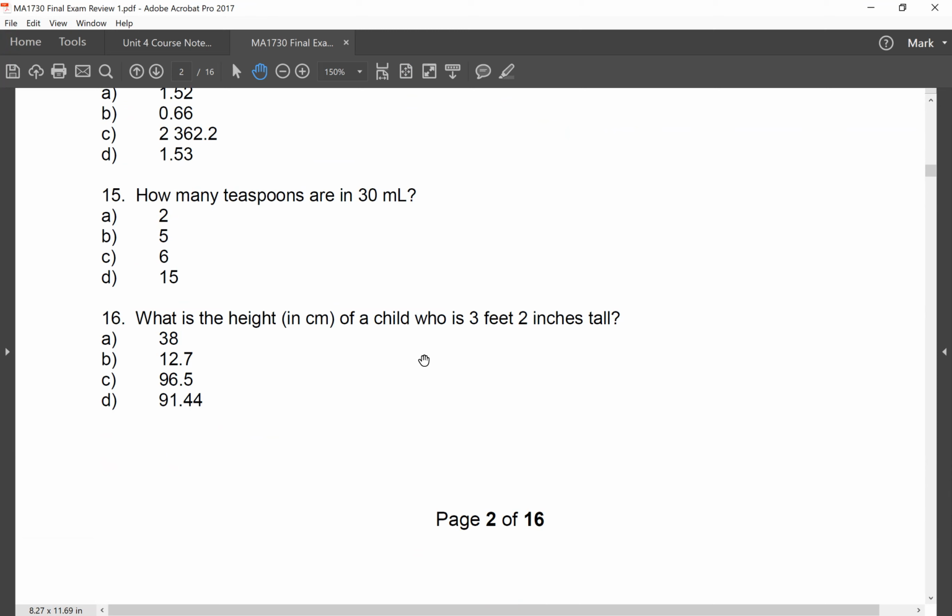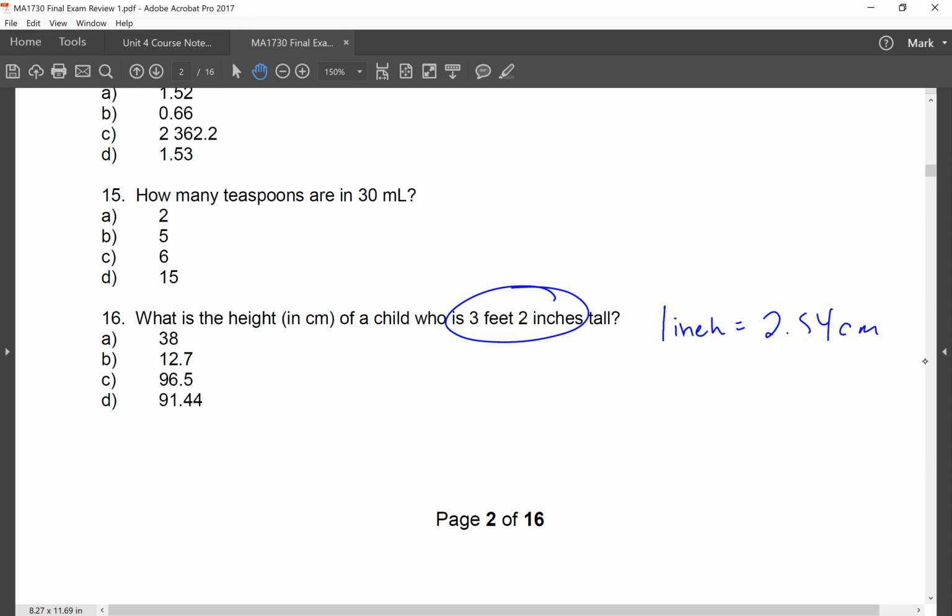A lot of students have problems with this one. Let's look at this one for a second. What is the height in centimeters of a child who is 3 feet 2 inches tall? Okay, well, I know I can look at my formula sheet and I know that 1 inch is 2.54 centimeters, right? That's no problem.